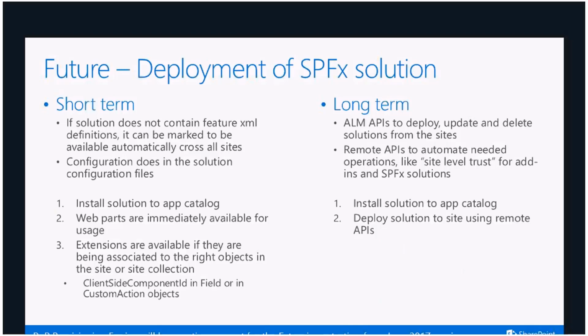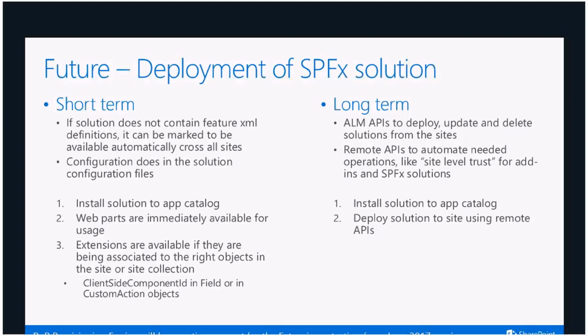The extensions are, however, a slightly more complex story. The extensions do not light up automatically in the site, because you need to explicitly enable them in a field or in a user custom action object. That means you need to apply the client-side component ID matching the unique ID of the extension which is installed on the app catalog. And this is where the SharePoint provisioning templates, for example, will help you.